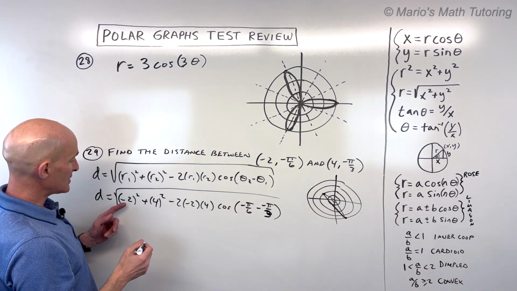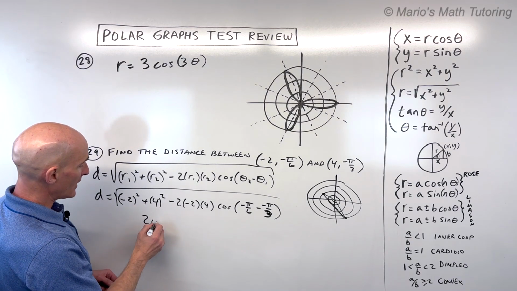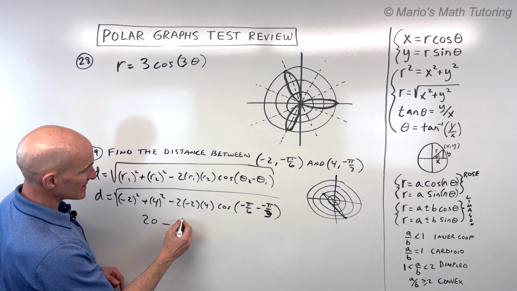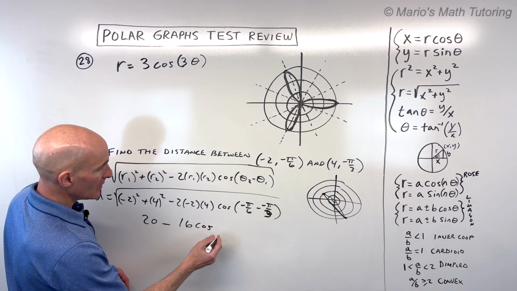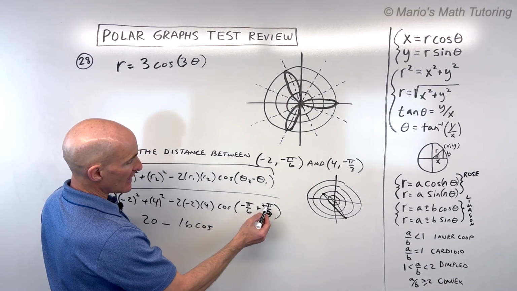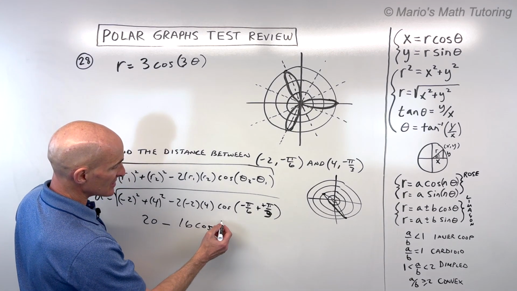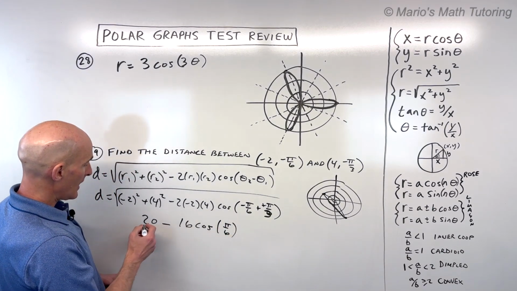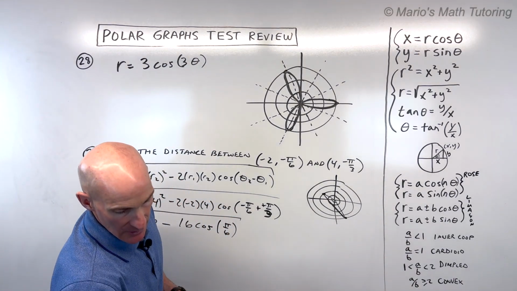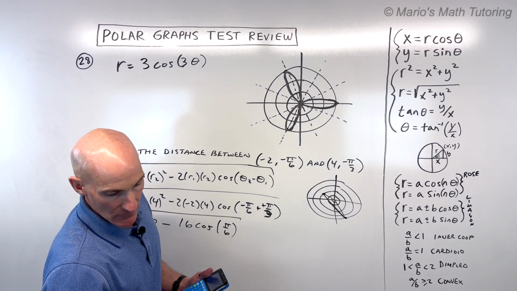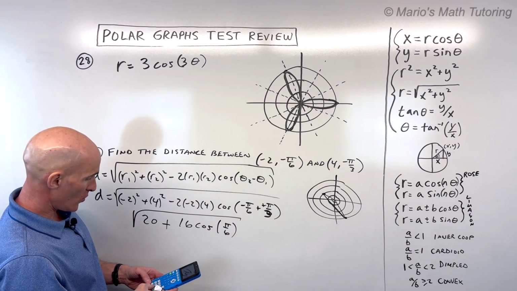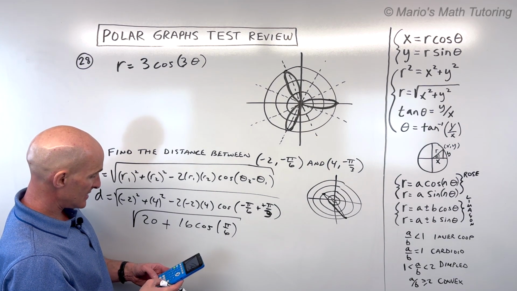So that comes out to, let's see, 4 plus 16 is 20. And this comes out to, let's see, negative 2 times negative 2 is 4 times 4 is 16, times the cosine of, let's see, negative pi over 6. This is like adding the opposite, so that's like 2 pi over 6 minus 1 pi over 6 is pi over 6. And then we take the square root. So let's see what that comes out to. This is a negative times a positive, so this would be 20 plus 16.